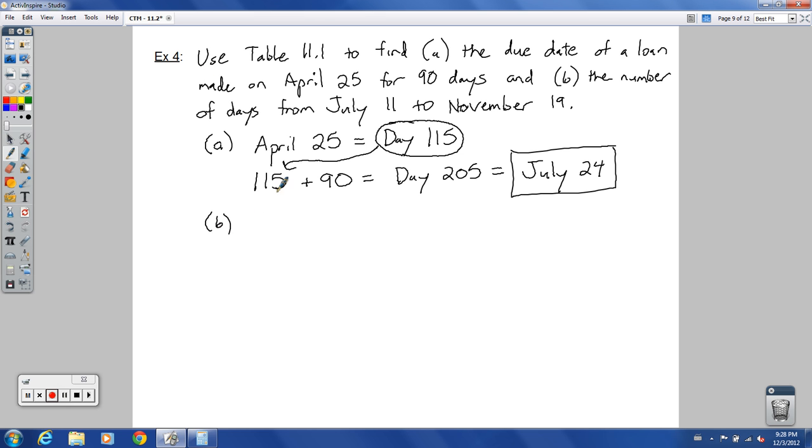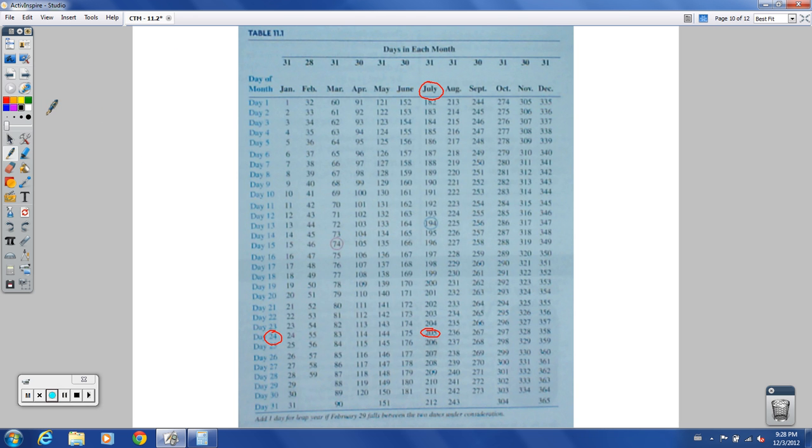Part B, you are saying the number of days from July 11 to November 19. So same idea. July 11, you're going to look it up in the table and figure out what day that is of the year. So July 11. Here's the 11th day of July, that's day 192 of the year. And then November 19, here's November, here's the 19, that is day 323 of the year.